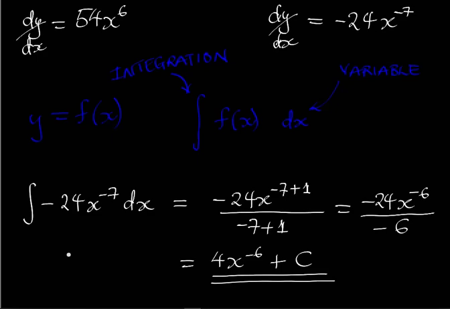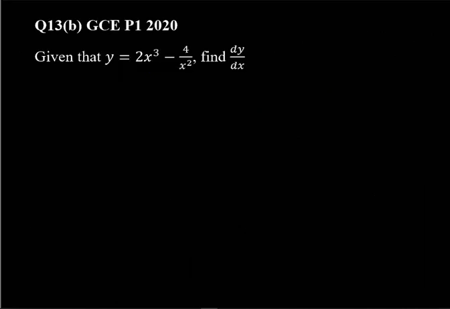Now, usually the questions are going to come with multiple terms. You're not only going to be integrating one term and things like that. With this information, I think we can start looking at some questions. As we're doing them, I'll be highlighting important things that we need to remember. The first question here is question 13B from the GCE Paper 1 2020. As you can see, this is a very, very simple question. What we've covered so far is going to help us find dy dx.